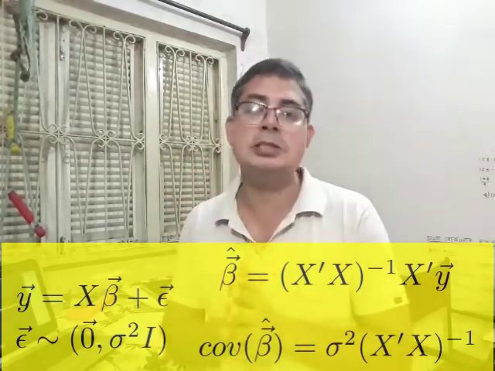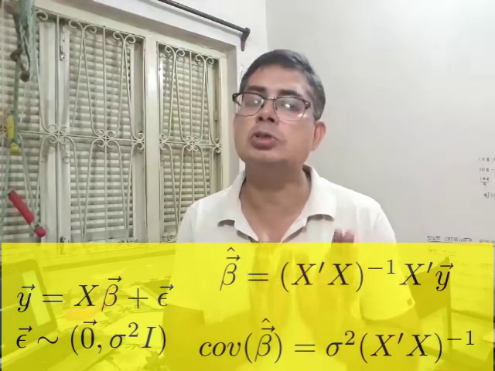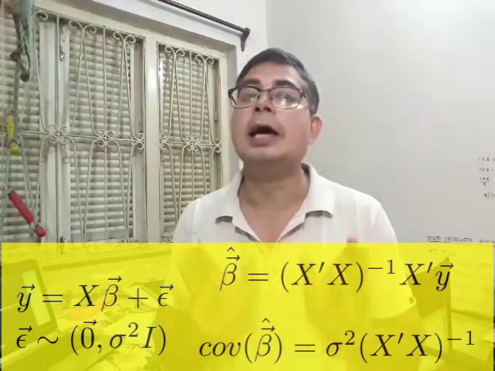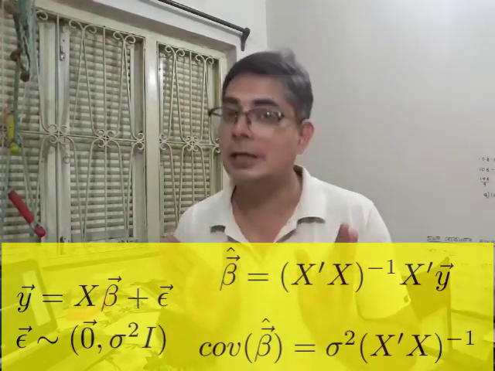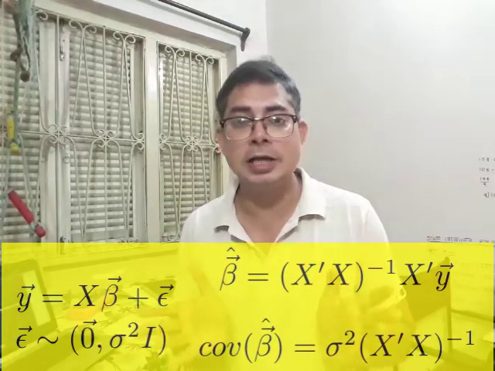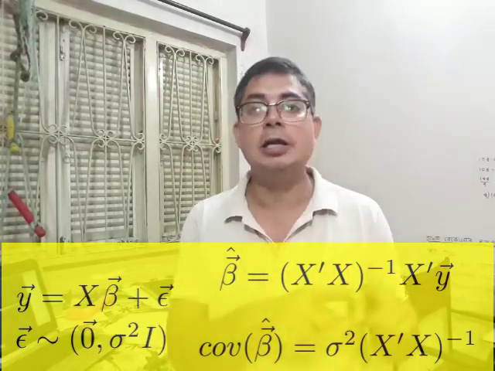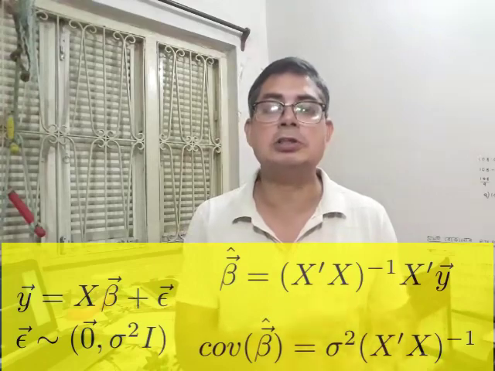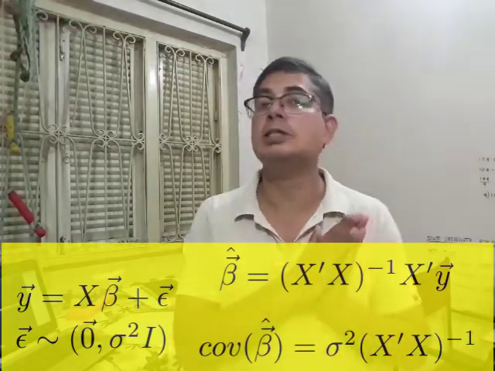Whenever that happens, our X'X matrix becomes very close to being singular, and this situation is called multicollinearity. And you can easily understand that then problems will arise. In particular, this covariance matrix will start becoming very large, in the sense that the variances will be very large.